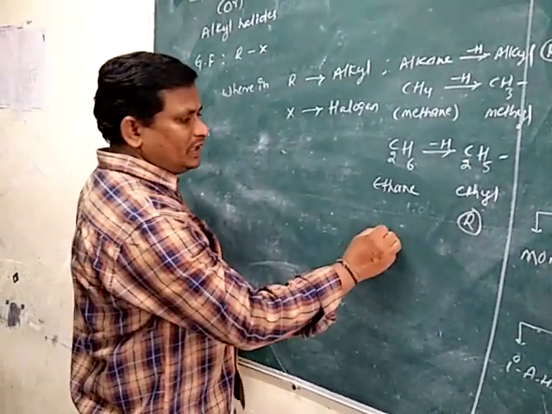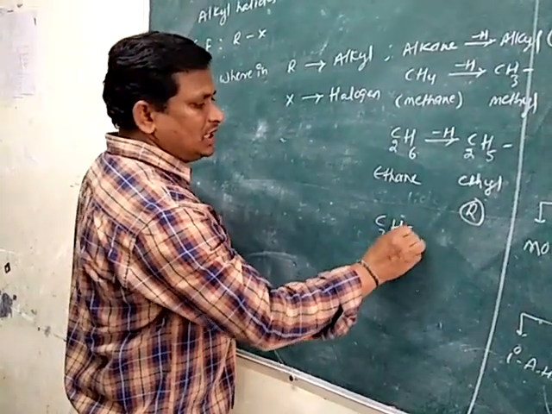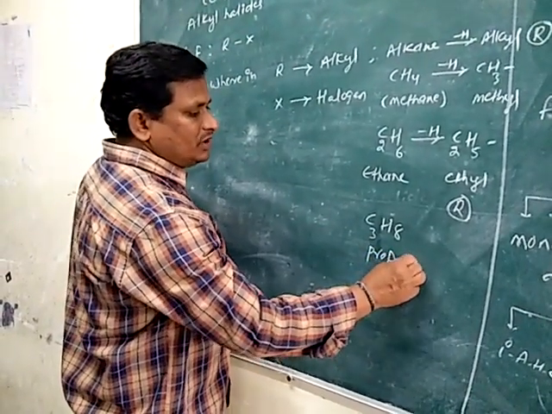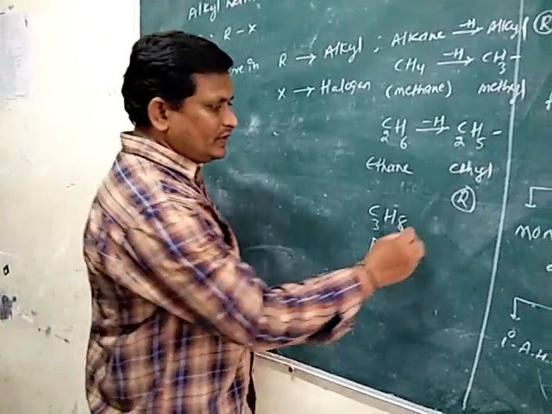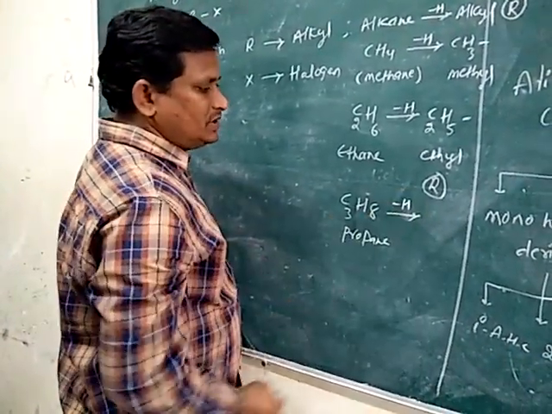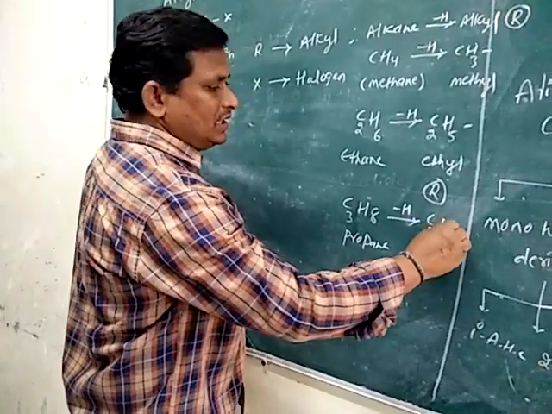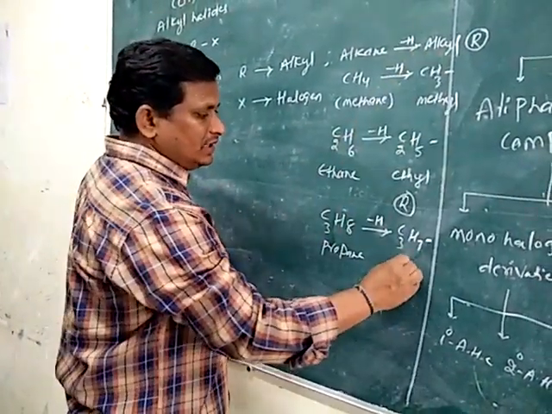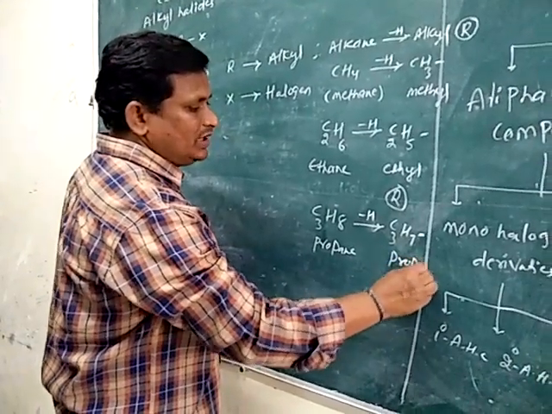For example, if you take propane, C3H8, it is one of the alkanes. The removal of one hydrogen gives C3H7. It is one of the alkyls. Its name is propyl.